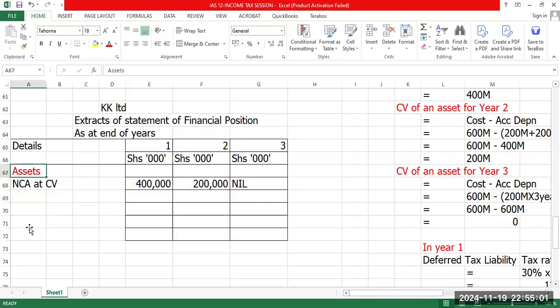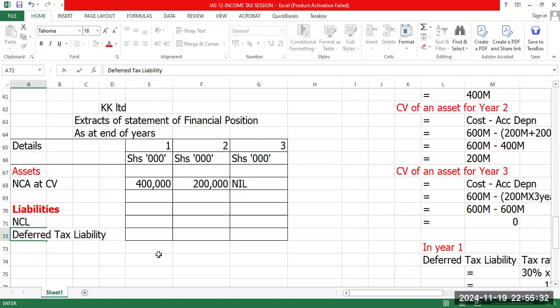Okay, then next, what do we have? We don't have current assets in this question. So we have liabilities. And for liabilities, you have a non-current liability, that is your deferred tax liability of each year. The first year is how much? 12 million. Then the next one is what? It's 15 million. Then lastly, it was 0. Okay.